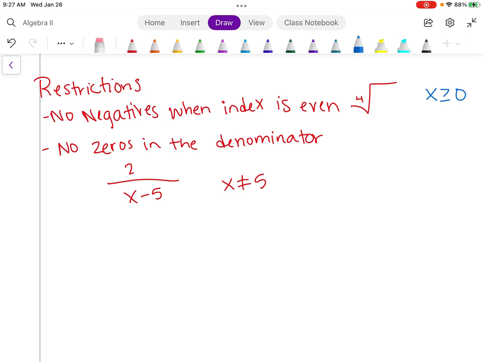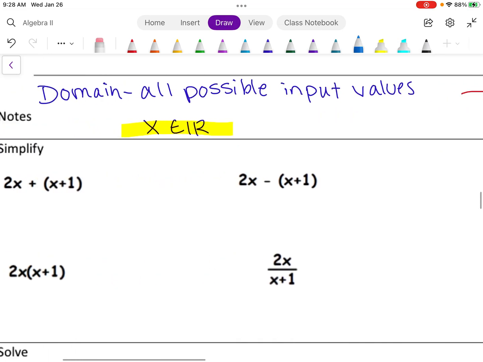We also can't have zeros in our denominator. So if we had something like 2 over x minus 5, well, if we set x minus 5 equal to 0 and we solve, we find that x cannot equal 5. So x could be any number in the real numbers except 5. So those are the type of restrictions we have to watch out for.